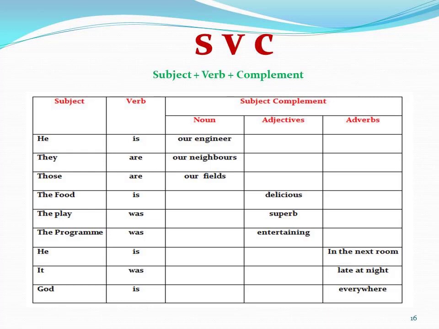See the next 3 examples: The food is delicious, the play was superb, and the program was entertaining. In these examples, the words delicious, superb and entertaining are said to be adjectives because they qualify the noun. See the last 3 examples: He is in the next room. It was late at night. God is everywhere. Here, in these examples, the words in the next room, late at night and everywhere are said to be adverbs because they qualify the verb.